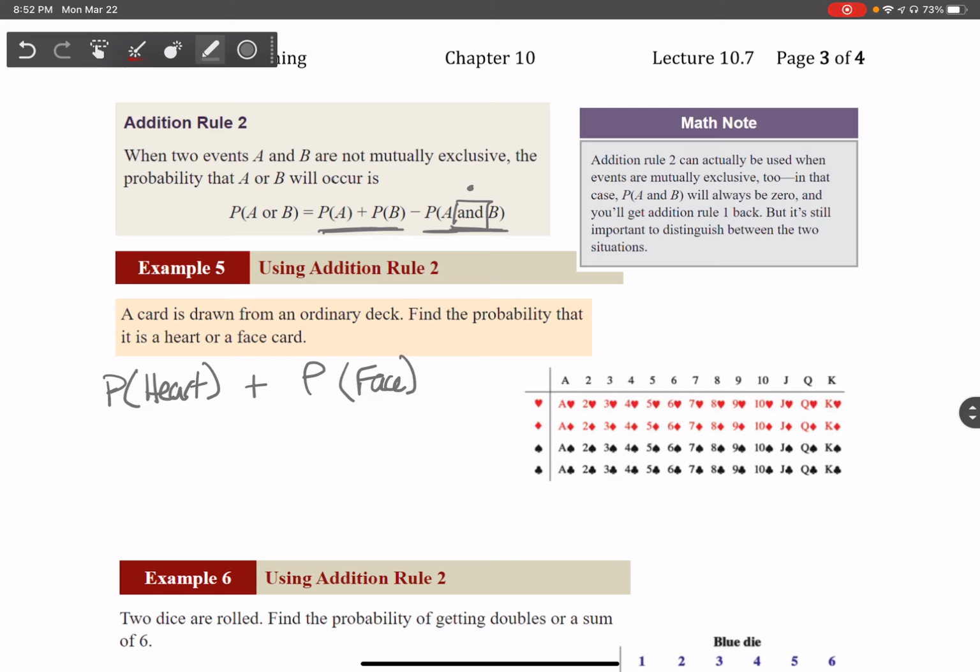All right, probability of hearts. We have 13 hearts out of 52. Face cards. We have these are all face cards. 3, 6, 9, 12 face cards. So that's 12 out of 52.